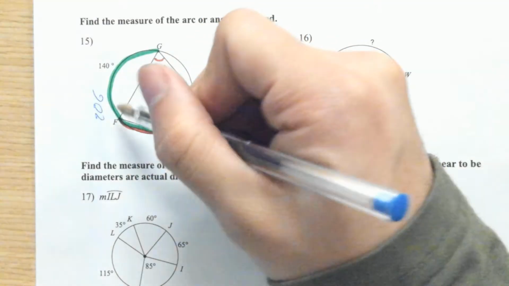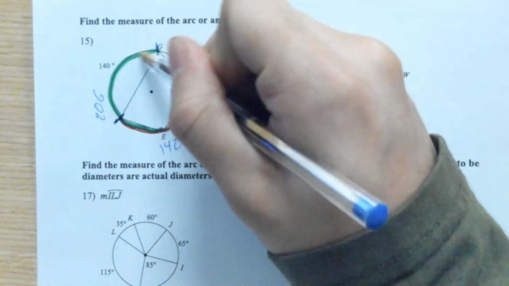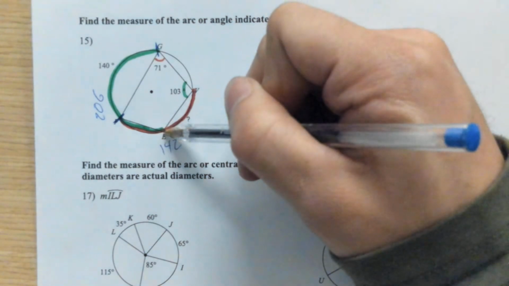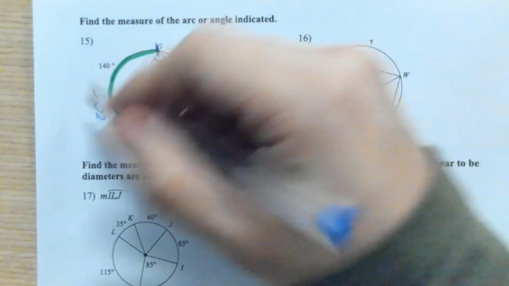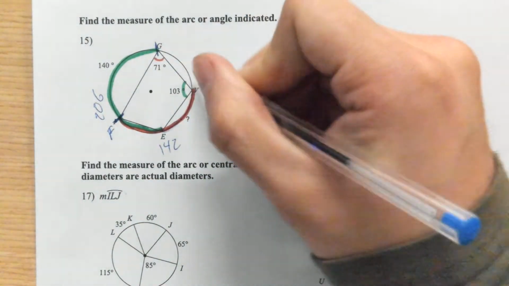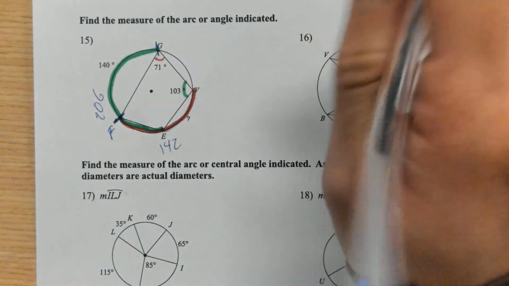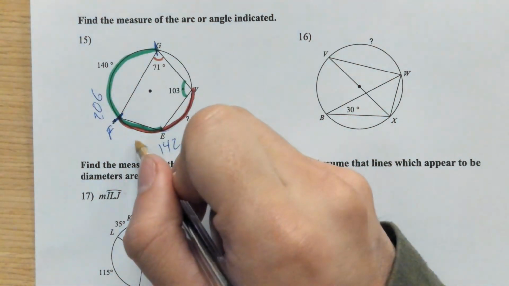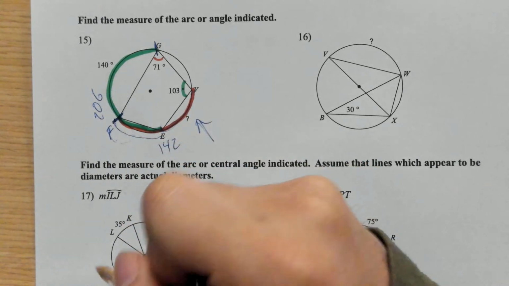Now you've got to be careful here, because 140 is from F to G. 206 is from G all the way to E. And 142 is from F all the way to V. So you just got to know that. Now, here's the thing, we're looking for this one. It would be nice if I knew the arc from F to E. That's pretty easy to find.